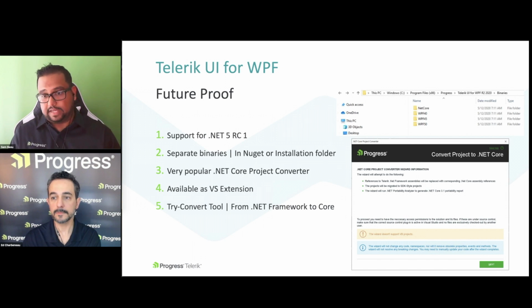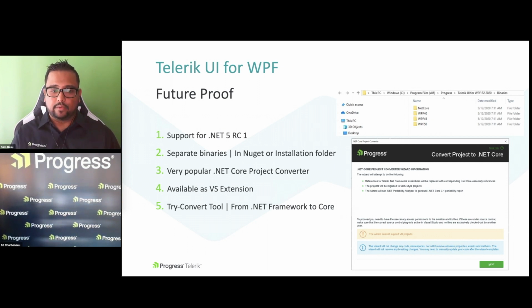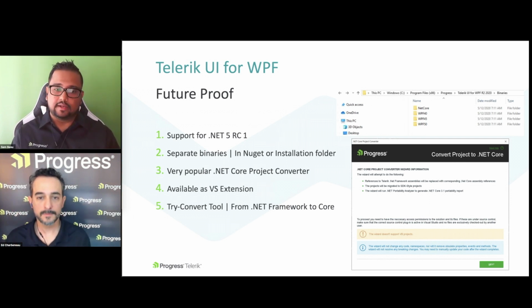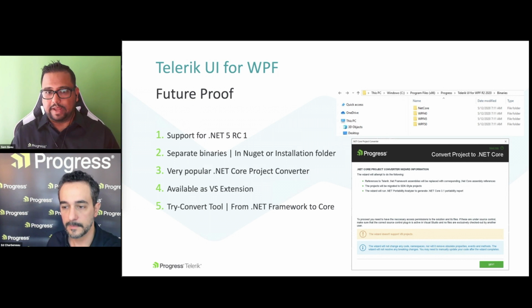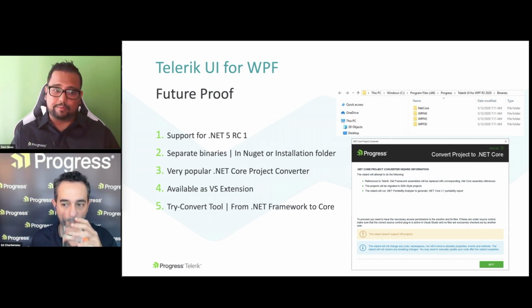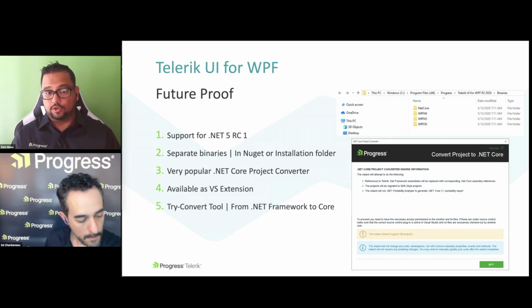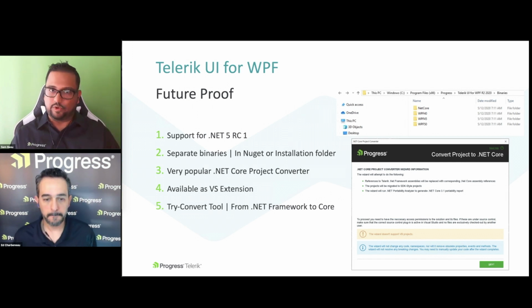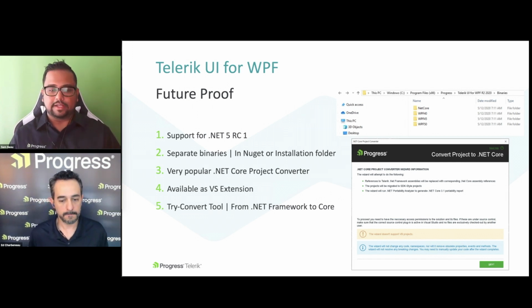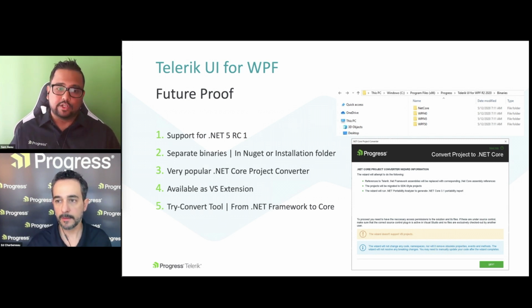Telerik UI for WPF, like I said, runs on .NET Core 3.1 and it all runs on .NET 5 RC1. When it comes to the libraries and how you're building, if you want to run things on .NET Framework, go ahead and do that. If you want to bring things in as a NuGet package and run on .NET Core, we'll give you separate binaries. And if and when you are ready to convert from full framework to .NET Core, we give you a very nice try-convert tool which analyzes your APIs, to make sure you can lift and shift from framework to .NET Core.